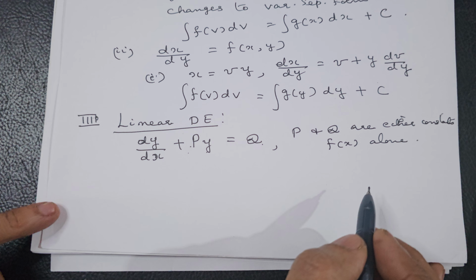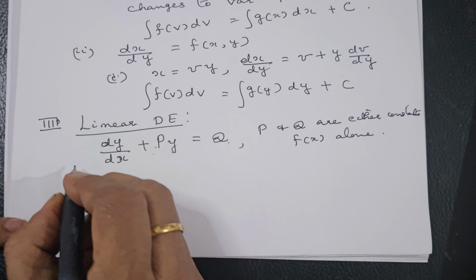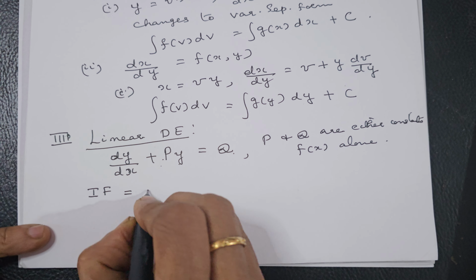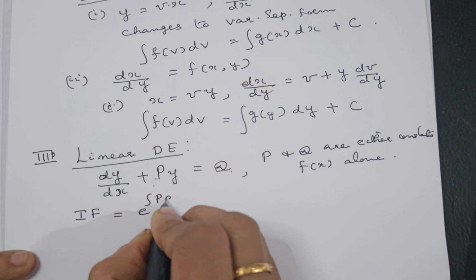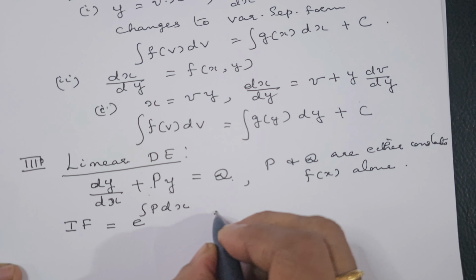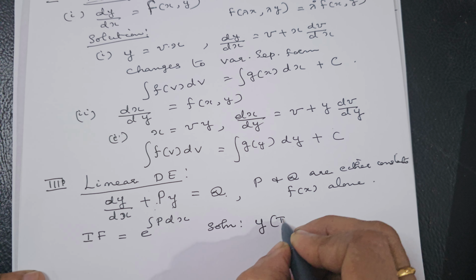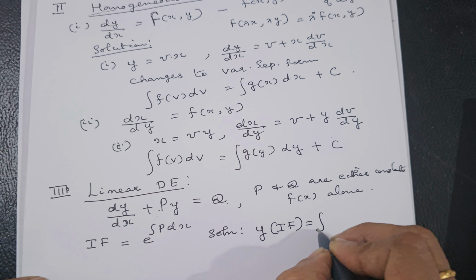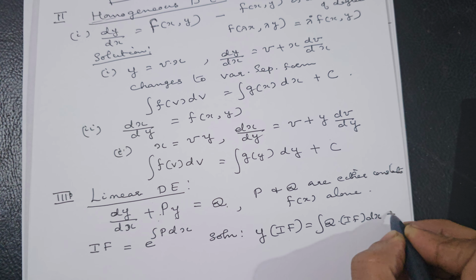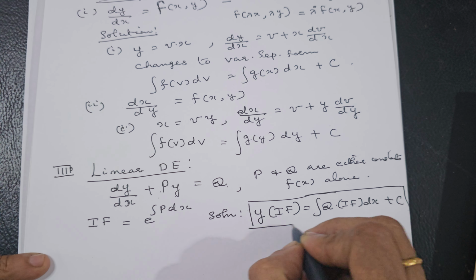Now, how to find the solution? To find the solution, we have to find a factor called the integrating factor. What is the integrating factor? It is e raised to integral p dx. Find the integrating factor, and the solution is obtained as y into integrating factor is equal to integral of q into integrating factor with respect to x plus c. That is the solution.